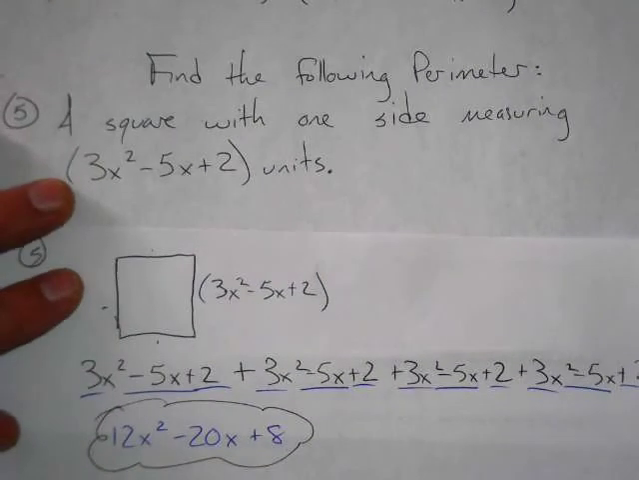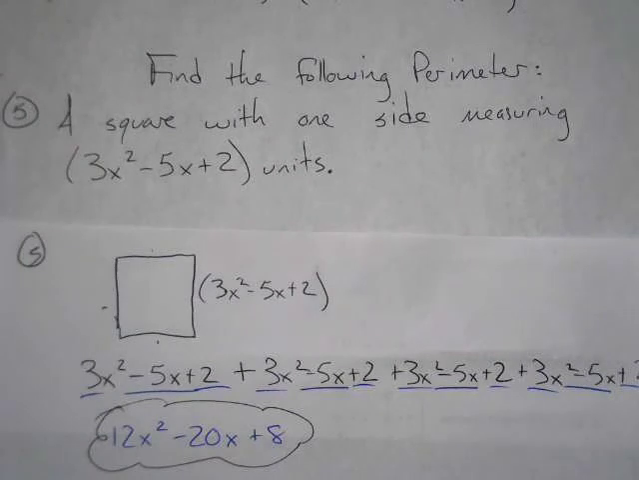So it doesn't matter how you are conceptualizing this. Perimeter is adding up all four sides, and since we're dealing with a square, they're all the same. How cool is that? All right, so hopefully that was helpful.